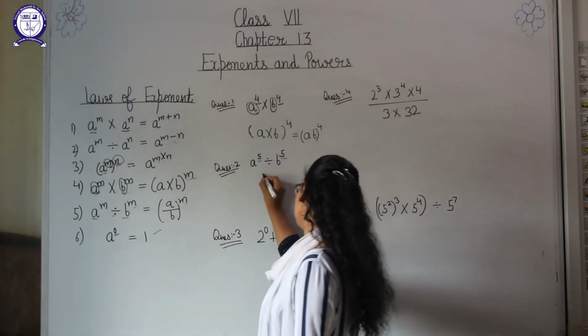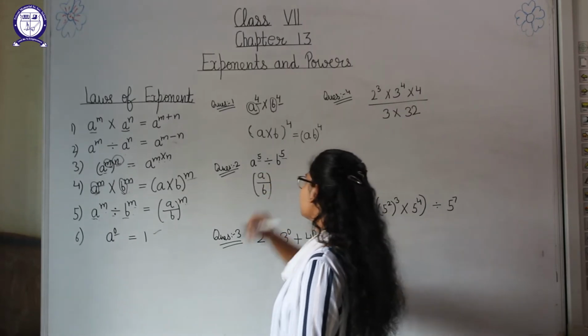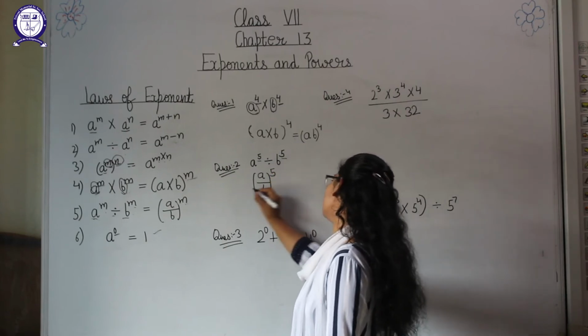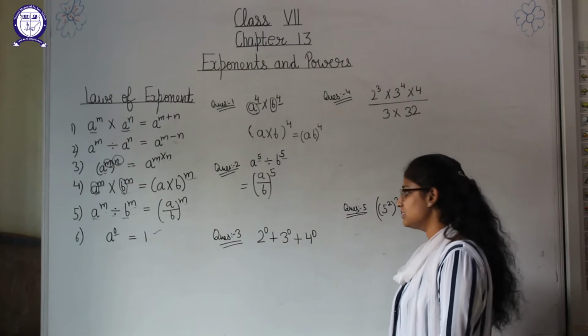Okay, so here a divided by b will be the division of bases, and the power is 5 here. So a by b raised to the power 5 is our answer.